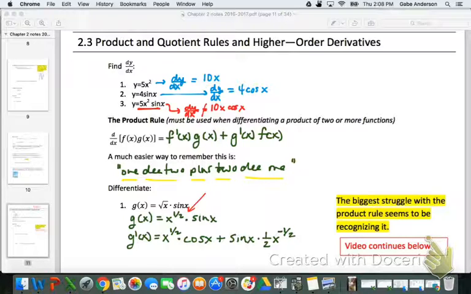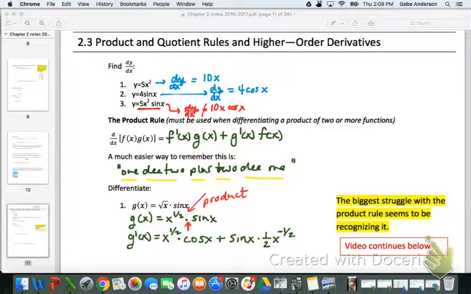And again, take note there, off to the side there, the struggle I see the most with this product rule is recognizing it. So if you do see a times, I strongly suggest, maybe like circling the multiplication symbol there, highlighting it, drawing an arrow to it, writing, that's a product. I don't know, making some kind of a note to yourself, trying to help yourself remember that you got to use the product rule.